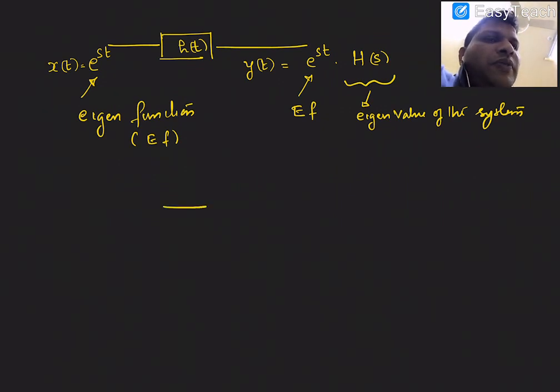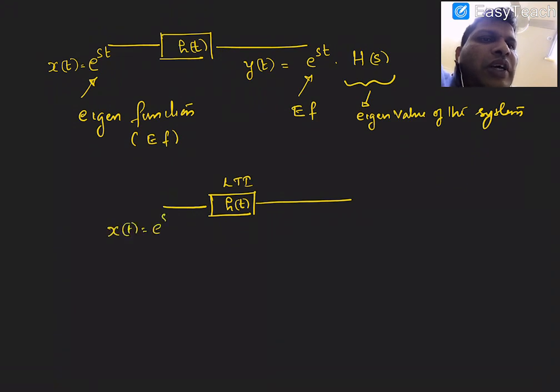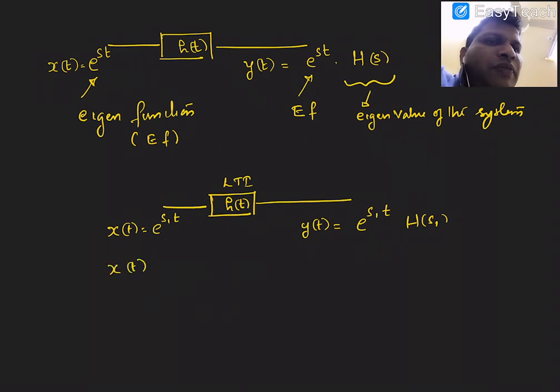Now let us consider the same system h of t. Since we are considering the LTI system, let us consider the input x of t as e power s1t. Then what will be the output? My output y of t will be e power s1t multiplied with h of s1, isn't it? Now let us consider my input x of t was e power s2t. Now what will be my output? My output will be e power s2t into h of s2.